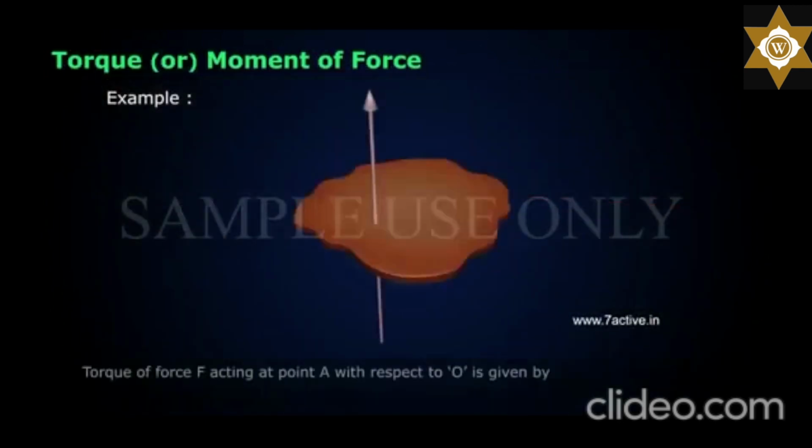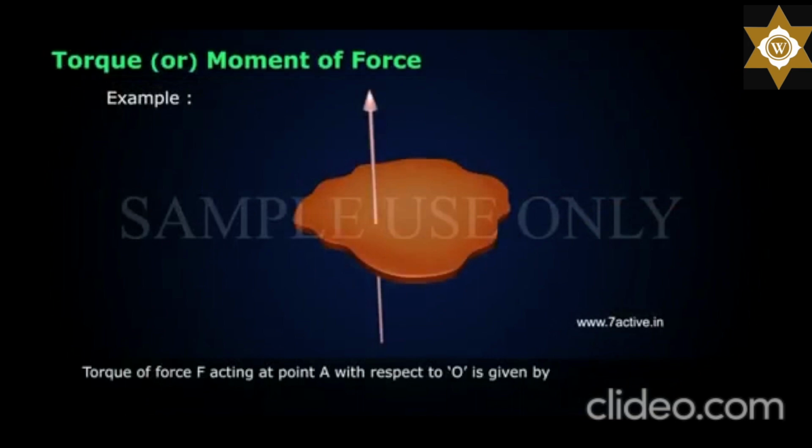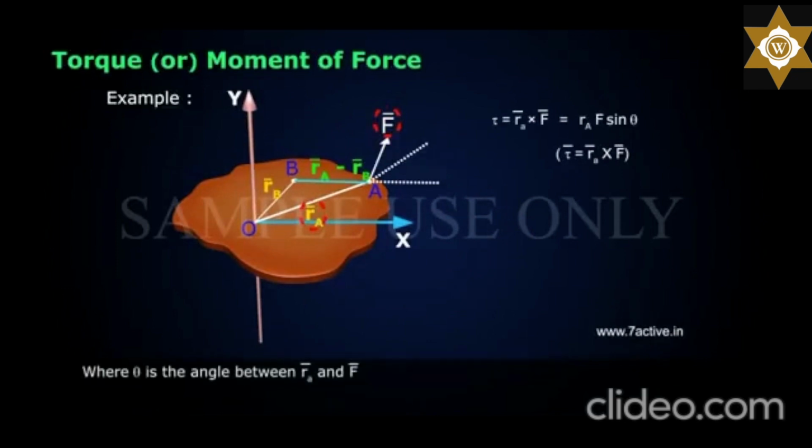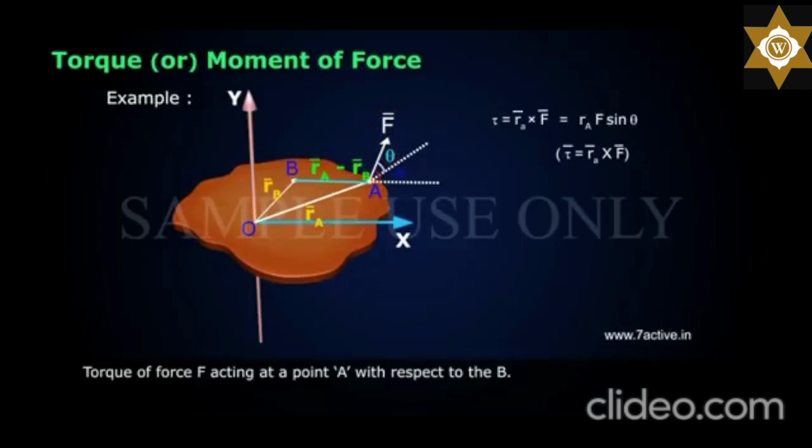Example 1. Torque of force F acting at point A with respect to O is given by tau is equal to r_A cross F is equal to r_A F sin theta, where theta is the angle between r_A and F. 2. Torque of force F acting at a point A with respect to B: tau is equal to (r_A minus r_B) cross F.